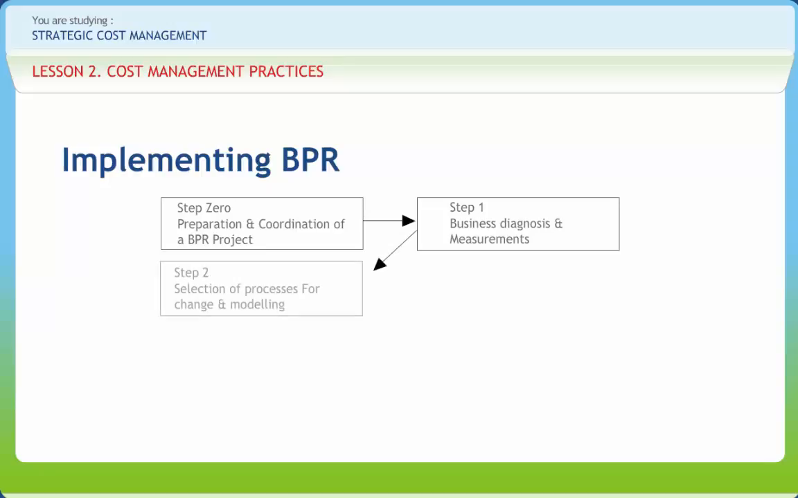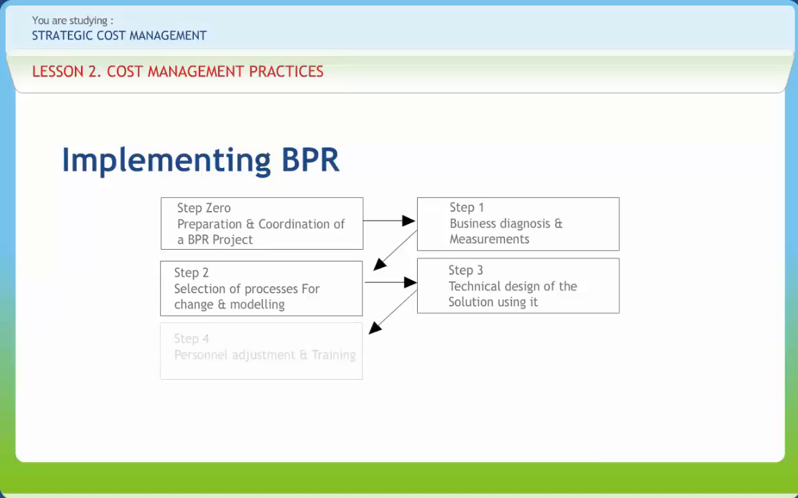Next, step 2 is selection of processes for change and modeling. Its objective is to identify the strategic processes that are feasible to change and redesign the selected processes. Next, step 3 is technical design of the solution. Its objective is to automate modeled business processes, using networks and workflow tools, and redesign and model the selected processes.